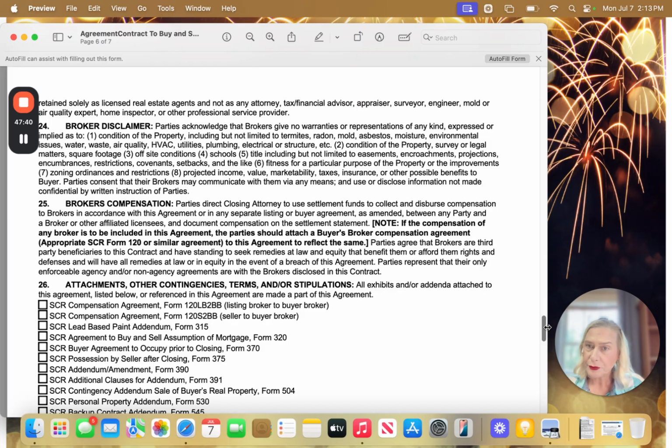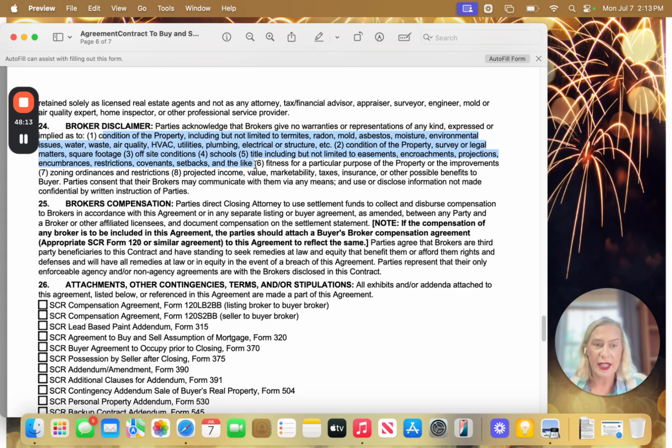Broker disclaimer, again, to go with trying to cover ourselves in the real estate world, we discussed that the parties acknowledge that the brokers give no warranties or representations of any kind, expressed or implied. In other words, brokers do not know anything about the condition of the property. We don't know anything about termites, radon, mold, asbestos, moisture. We don't know any of that. We don't know about the offsite conditions. We don't know if there's going to be a landfill in 10 years next door to your property. We don't know what the condition of the property is going to be. We can't look at a lot and understand what the survey is going to say.